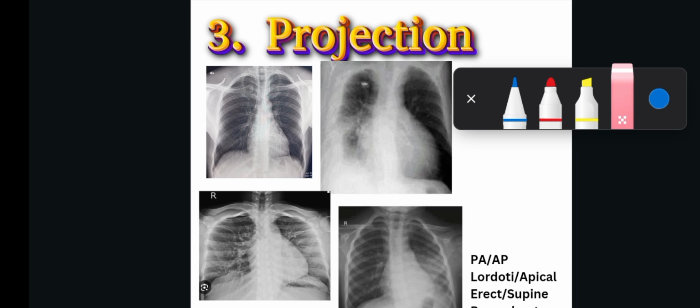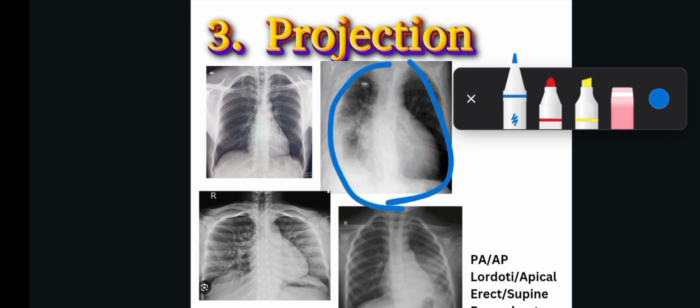Like here, this X-ray was done in a decubitus view. Now, if you're not told that this is decubitus view, you may not be able to ascertain that this was obtained in a decubitus projection. Now, this opacity here is subpulmonic effusion.